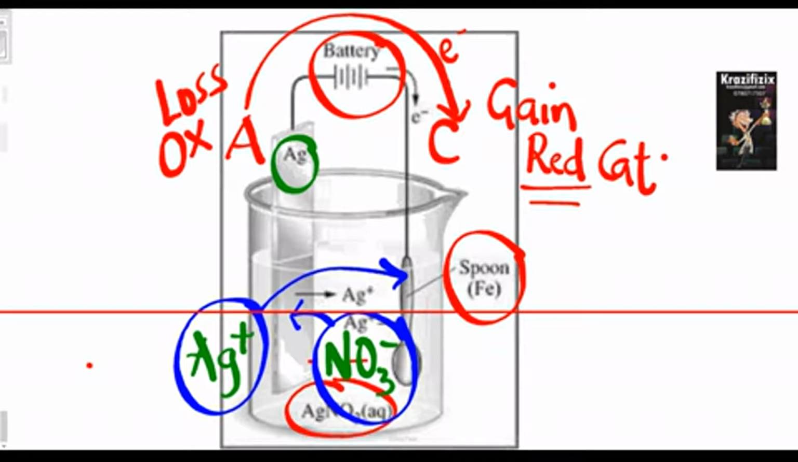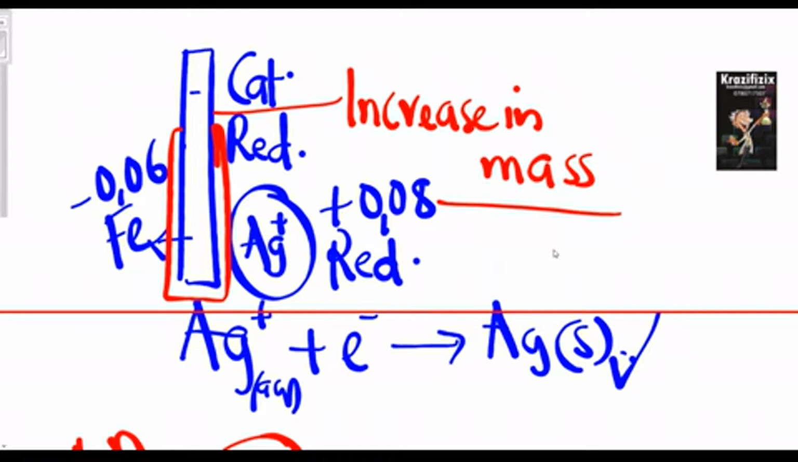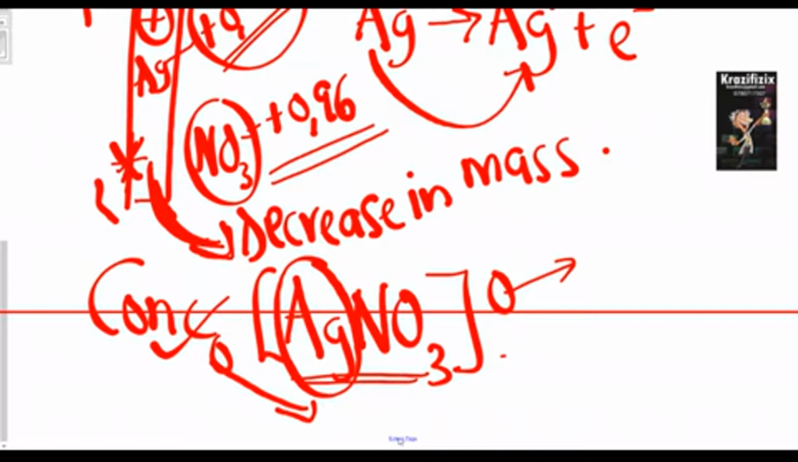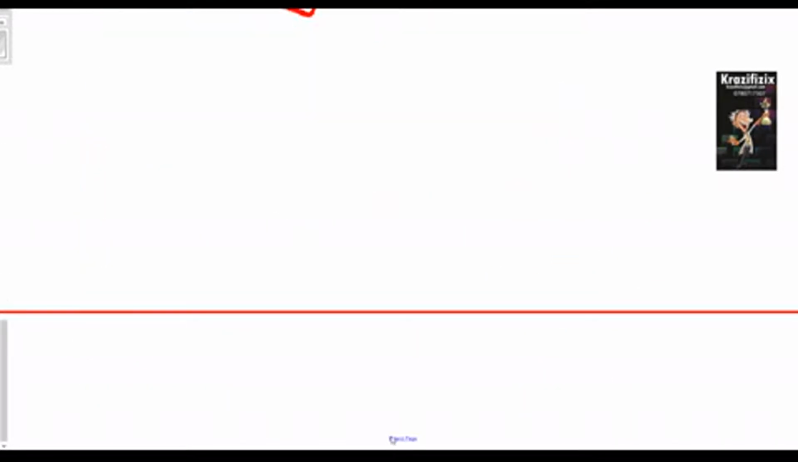Now, let's look at the third one quickly. The third one has to do with refining of metals. All right, refining of metals, the third one. It's called electrorefining.